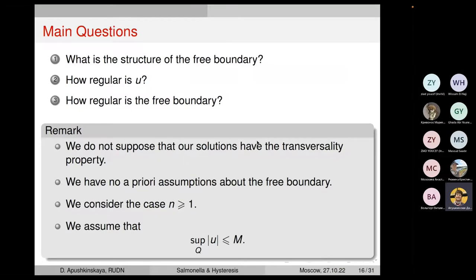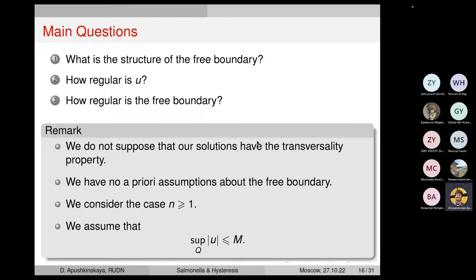And as I said, 18 years ago, we joined the team of Gurevich and Tikhomirov and tried to consider this problem, with the knowledge that we have at least existence and uniqueness for the transversal case. And we are more interested in questions concerning free boundaries. So the question is which structure the free boundary has, how regular the solution is, and how regular the free boundary is. We don't suppose, for our arguments, that our solution has this transversality property.